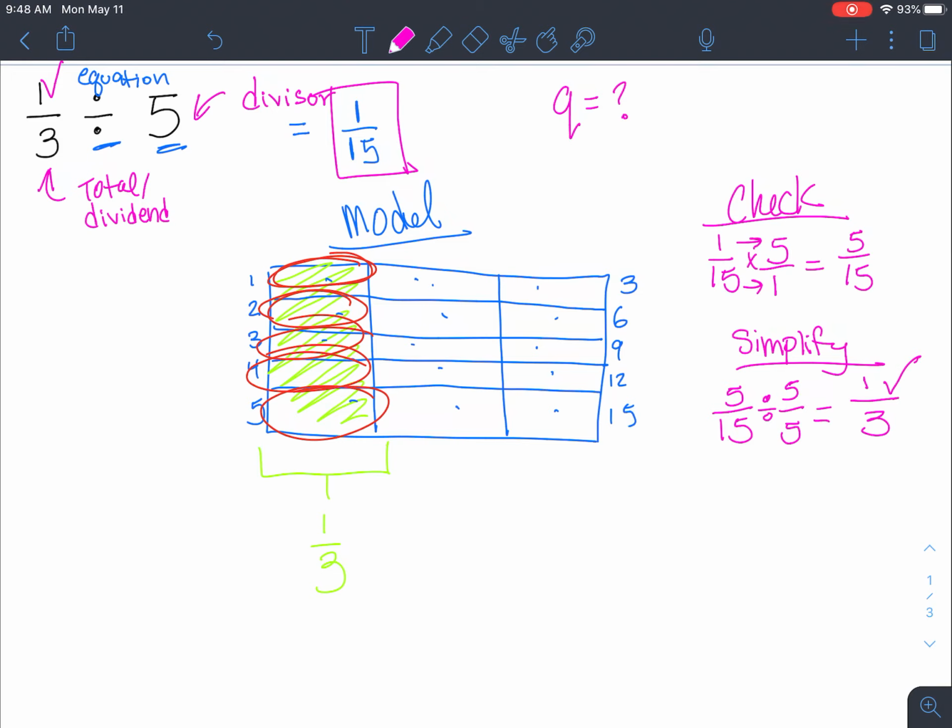When you are dividing fractions, it's super important that you are identifying which value is your total, or in other words, your dividend. If you're starting with a fraction, then you know that you're probably only going to have one model because a fraction is not yet a whole. If you're starting with a whole number, you're going to have multiple models because you need to represent how many wholes you have.